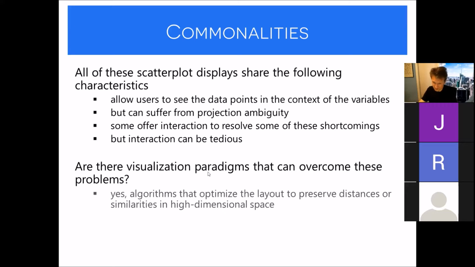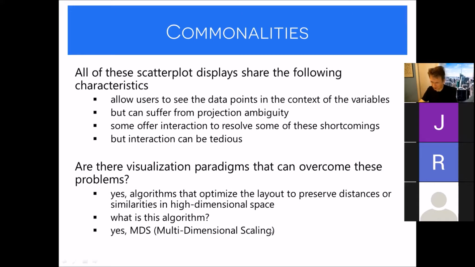So one of these is algorithms that optimize the layout to preserve distance and similarity in high-dimensional space. And you learned about such an algorithm. It's called MDS, multidimensional scaling, right? It actually does that. It lays it out, tries to figure out a layout where the points are spaced in high-dimensional space and also in low-dimensional space similarly, right? Because you optimized for that with a mass spring layout or with an optimization algorithm, okay?